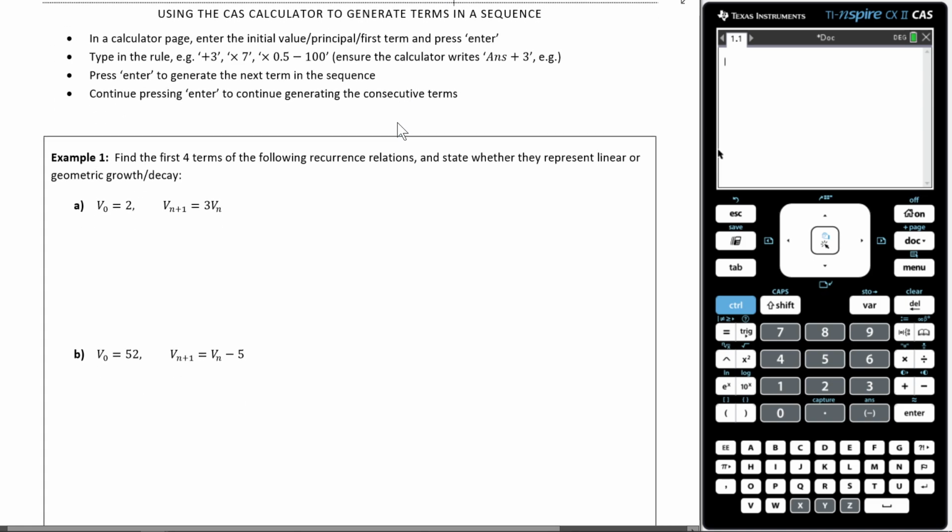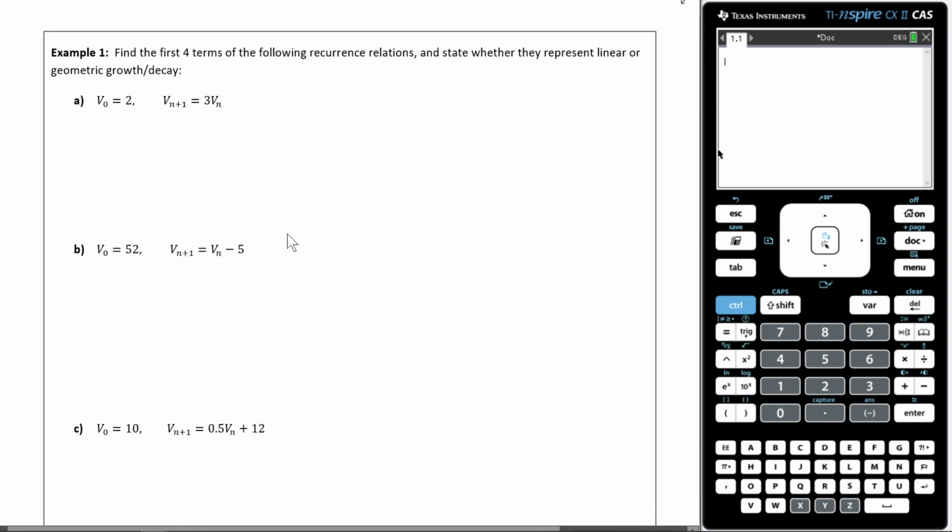How do we use our calculator to generate a sequence of terms? So using the CAS calculator to generate terms in a sequence. The first thing you do in the calculator page, enter the initial value and press enter. That's very important. Then you type in whatever you've been given, plus 3 times 7 times 0.5 minus 100, whatever it is. And then you keep hitting enter each time to generate the next sequence. So continue pressing enter to continue generating the consecutive terms. And we'll be seeing that as we go through our examples here.